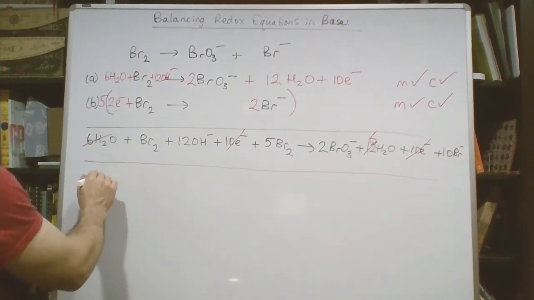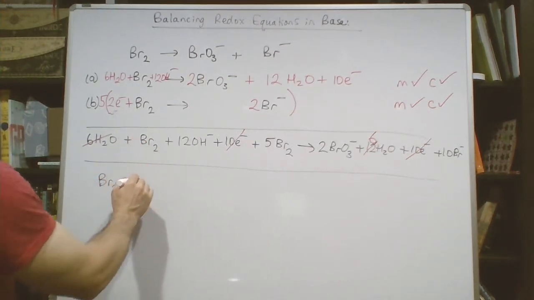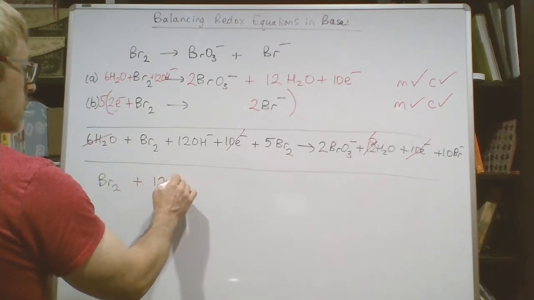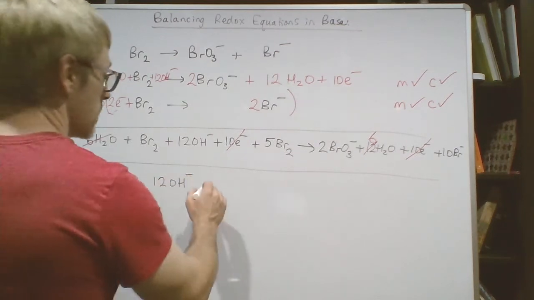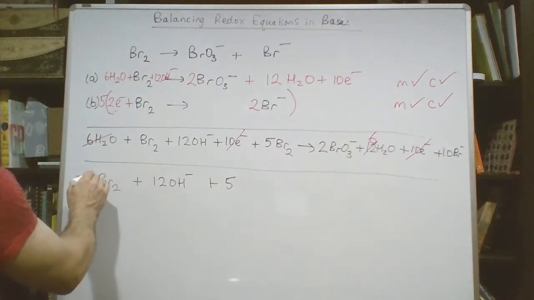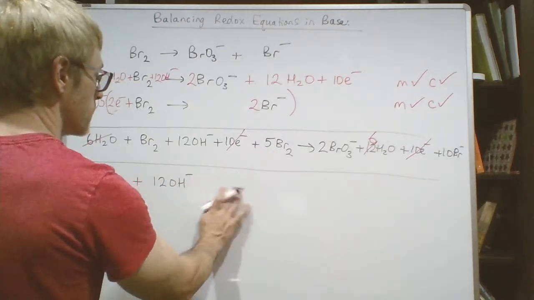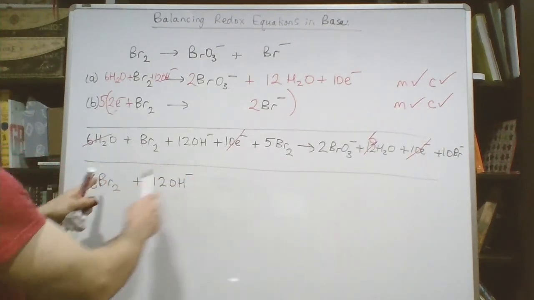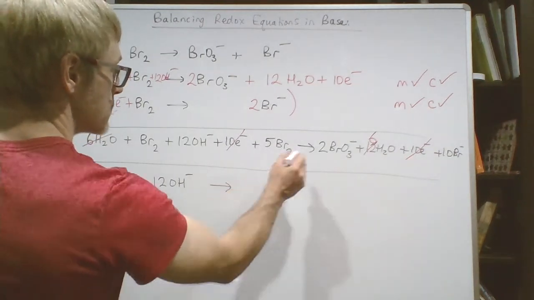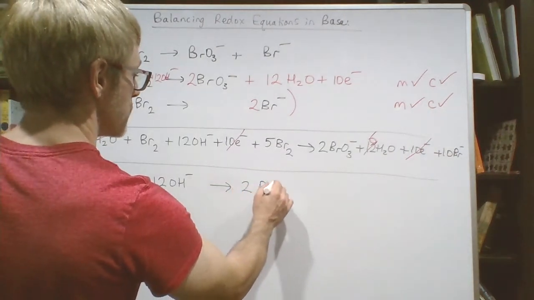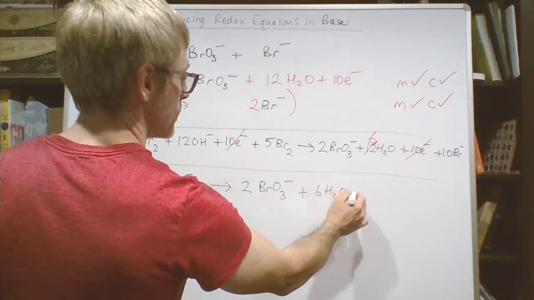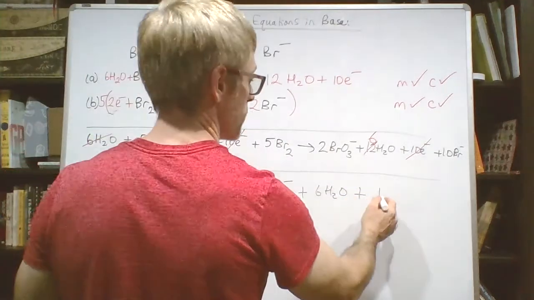So we've got Br2 and 12 hydroxides and 5. Well, I've got 5 Br2, so that's just 6 Br2, right? I don't need to write them separately. So these, you can just pull those together. I've got 6 Br2, 12 hydroxides, and that gives 2 bromates and 6 water and 10 bromides.